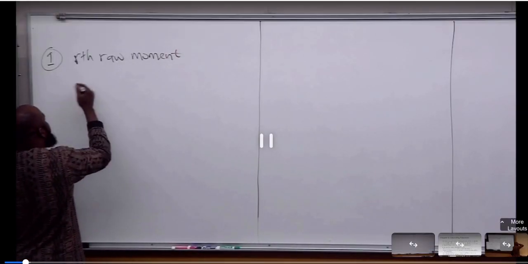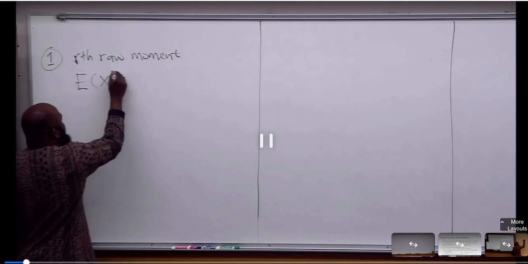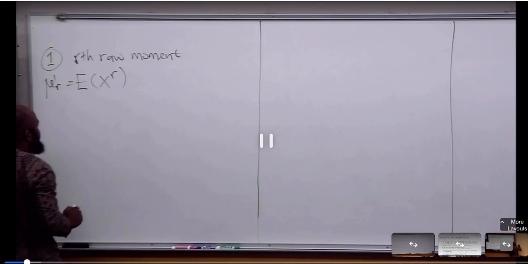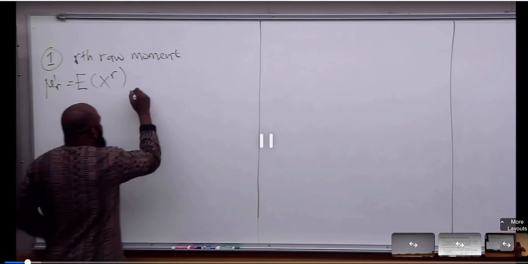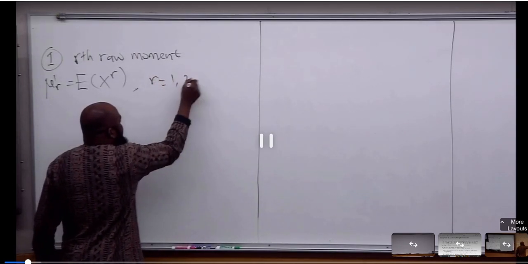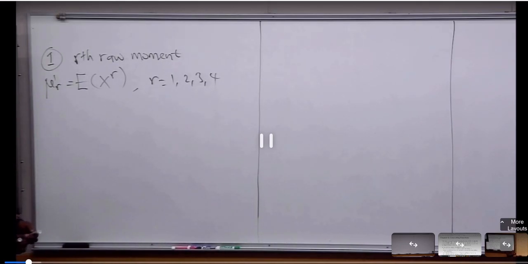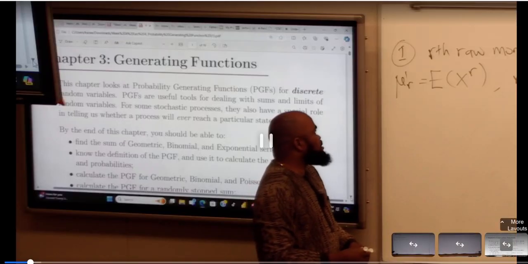I told you how the raw moment is written, and I showed you that we are interested in generating the first to fourth raw moments, and these are very essential when it comes to statistical analysis.